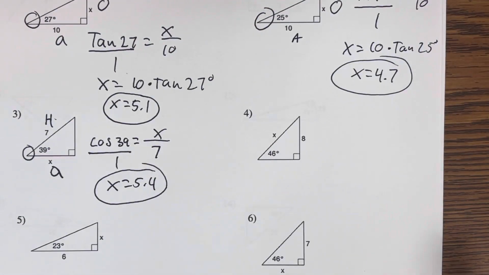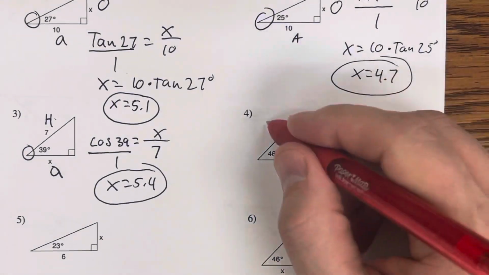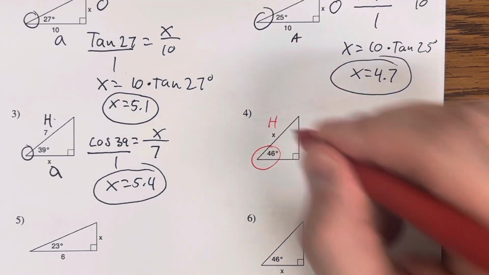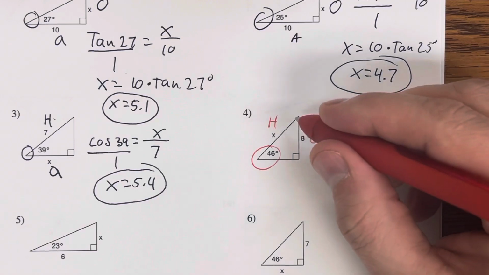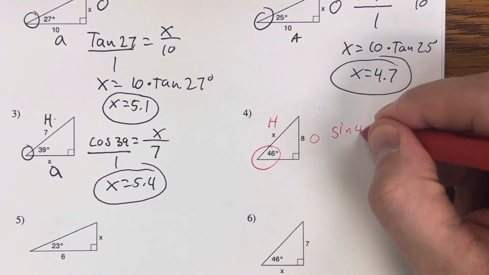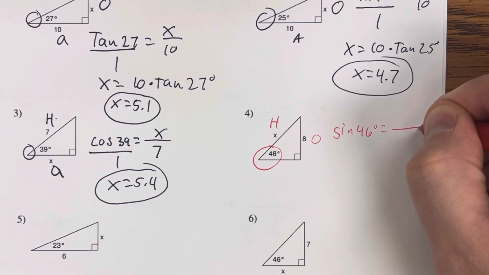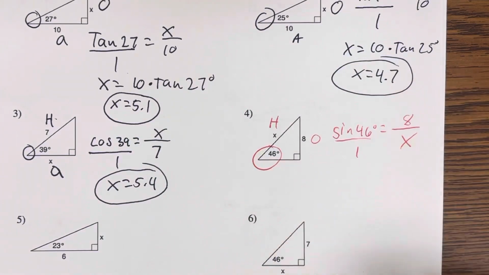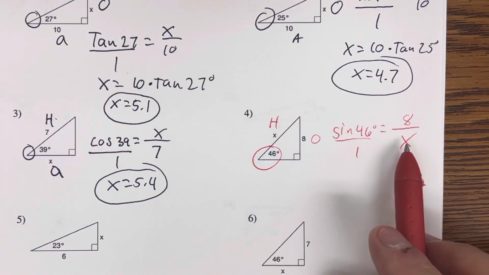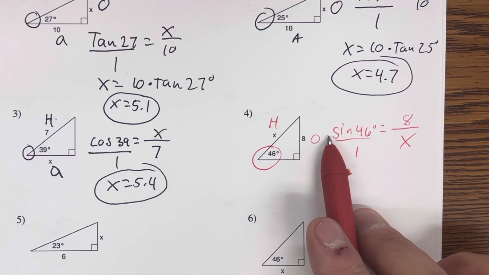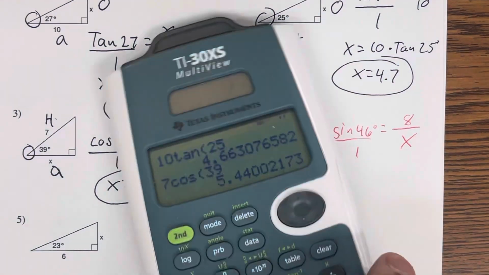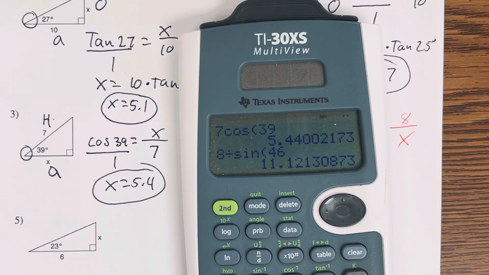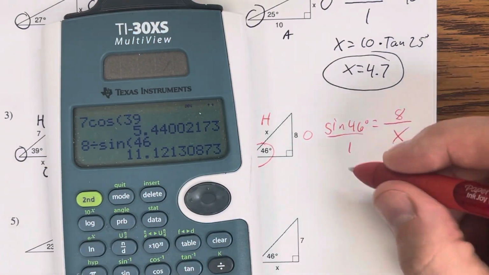On the next one, from the 46, 8 and x are the two we're working with. We aren't worried about this side, we don't need it. So opposite and hypotenuse. O and H is the sine ratio, so sine 46 degrees equals the opposite piece, 8 over x. Now, cross multiply to solve again. Hopefully you've kind of caught on to the pattern here where x is in the denominator, I have to multiply by x. So I am going to have to take 8 divided by the sine of 46. And I get 11.1.